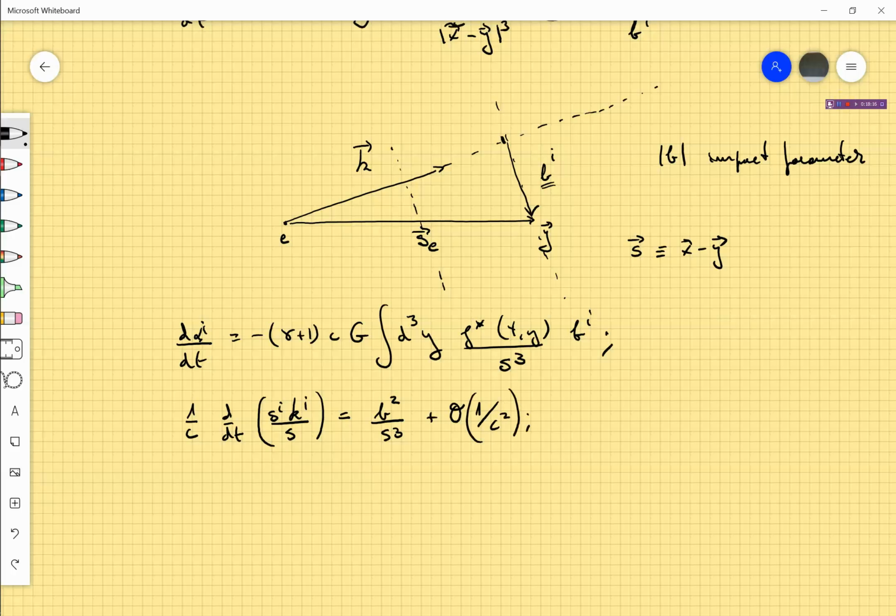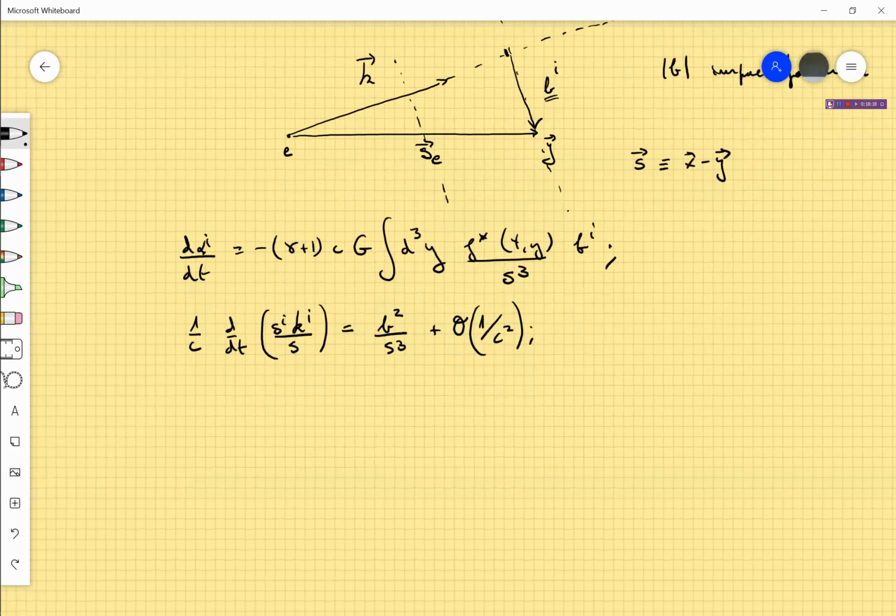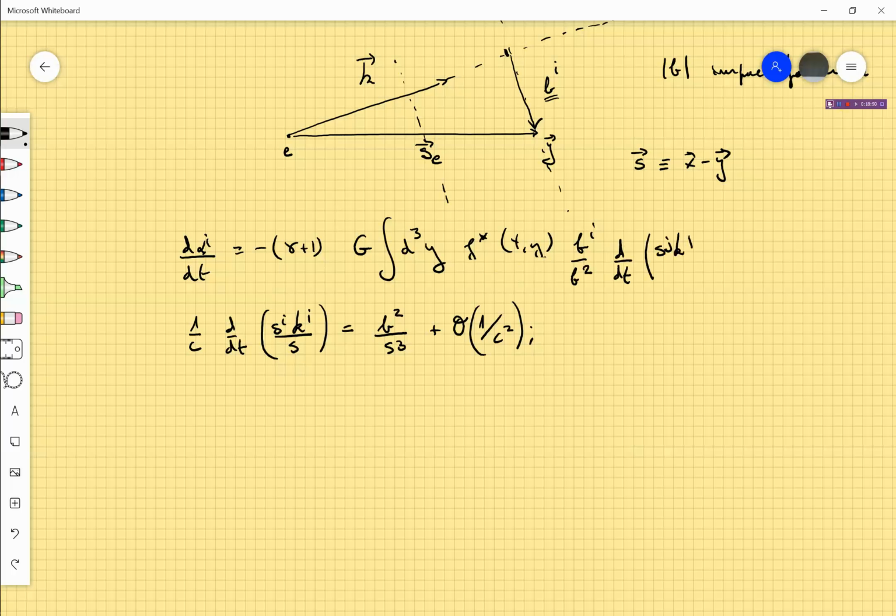Okay, this is what you have to use. And here we have this S cube, so I can replace this S cube using this property by 1 over C, so this C goes away, Bi stays, but I have to divide by B squared, and then I have the derivative with respect to time of Sj Kj divided by S.